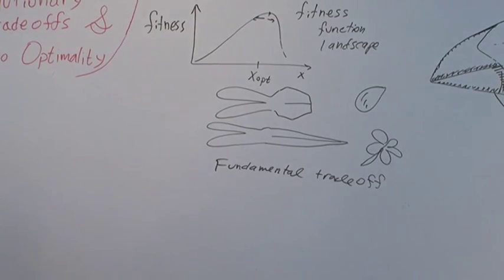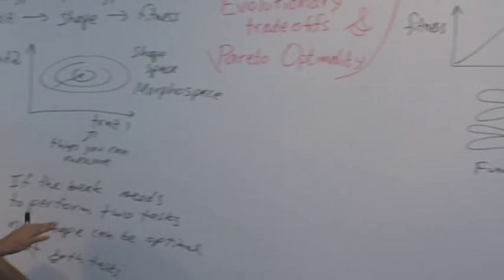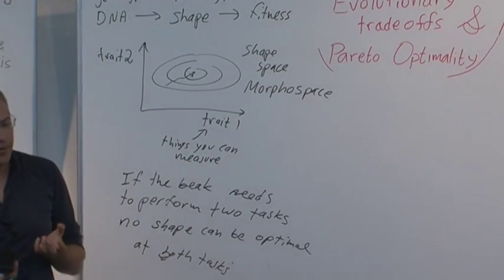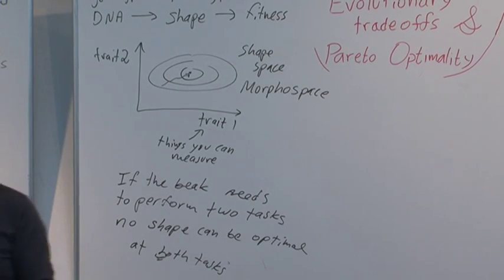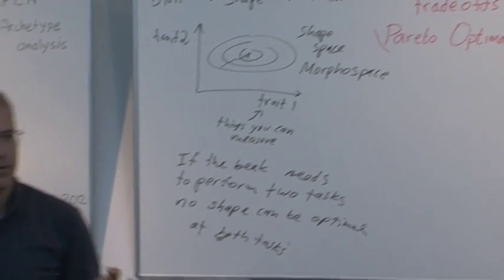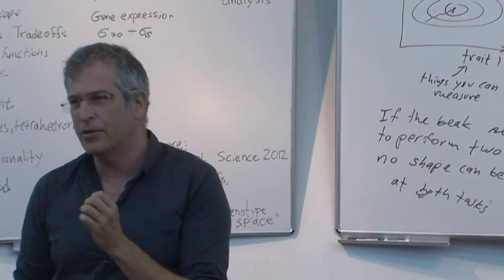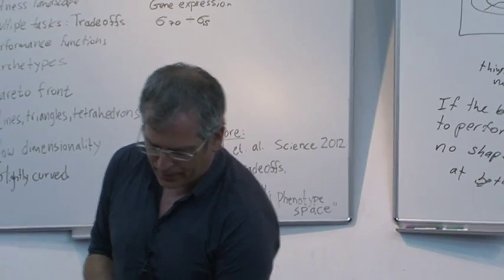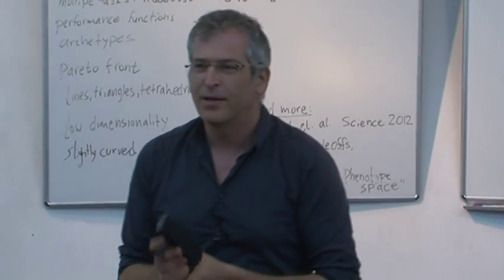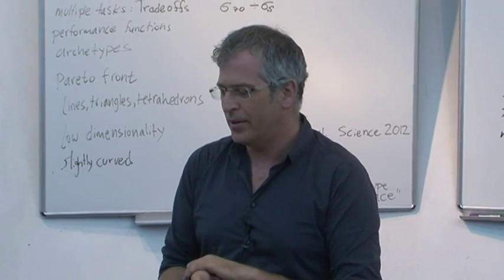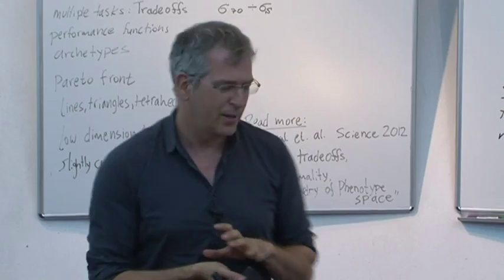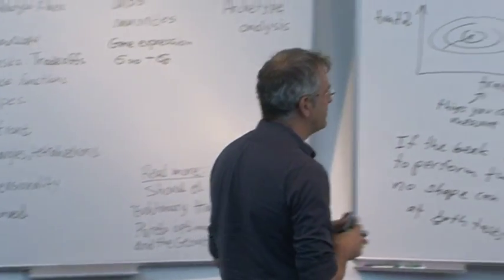So we need to modify this picture a little bit. And what I'll talk about in this class is how we can understand trade-offs like this, and show you that it leads to a special kind of simplicity in the range of shapes found in nature.